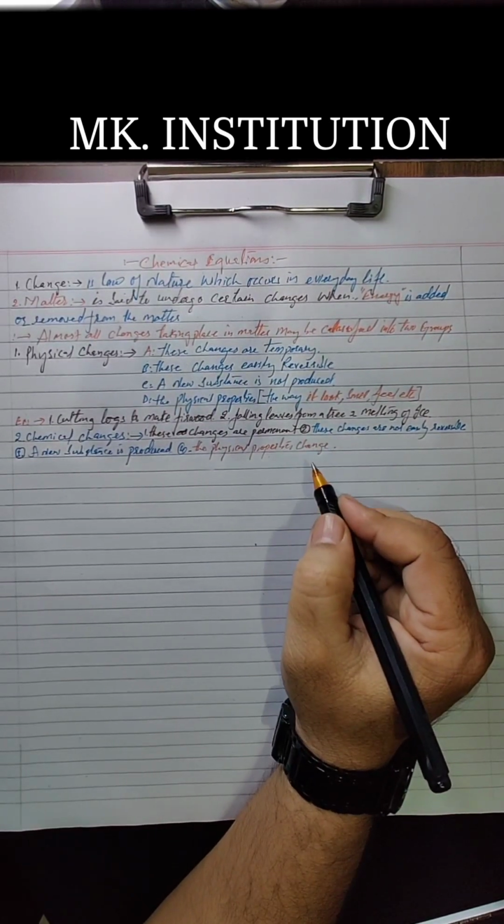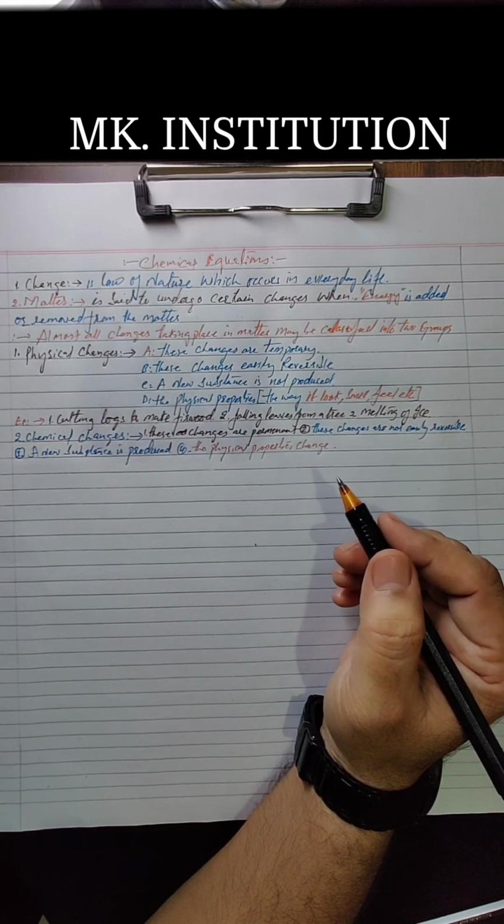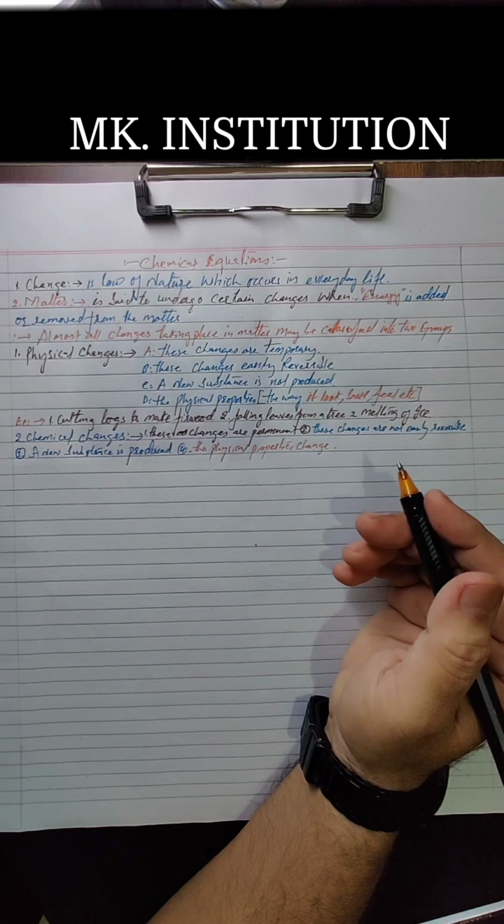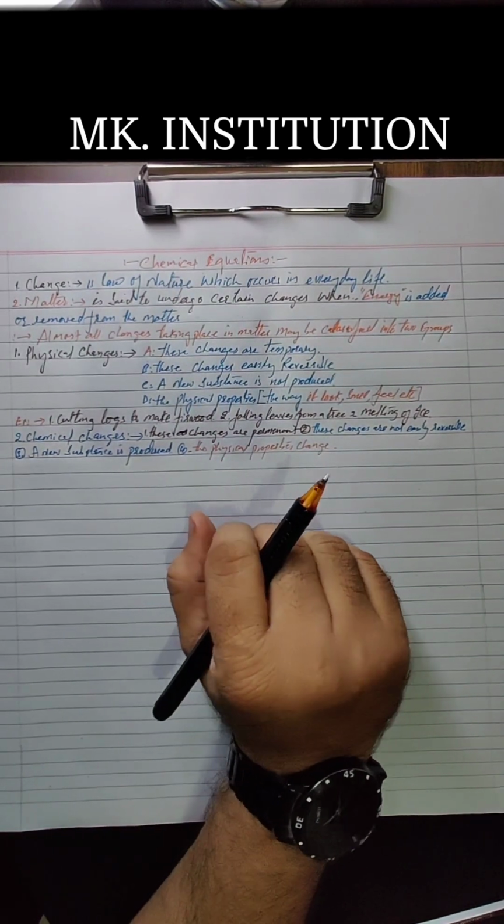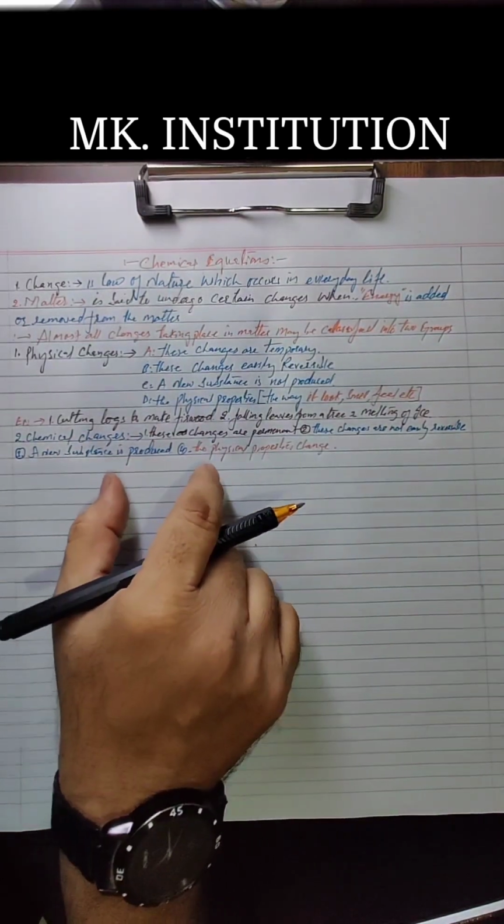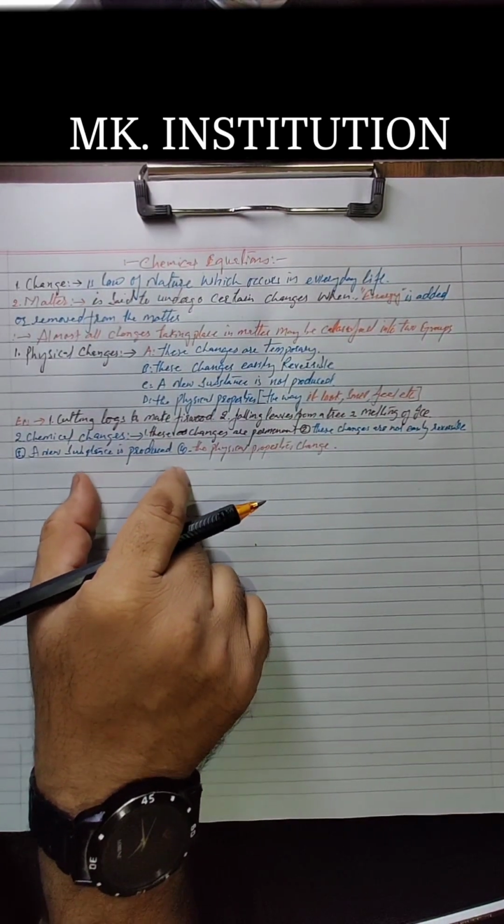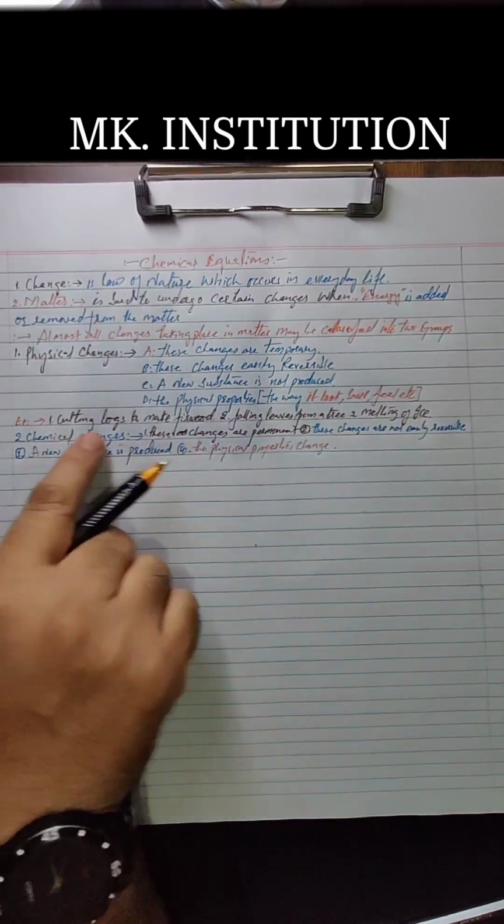Clear? If you burn the wood, then what will you get? You'll get the coal. And if you burn that coal further, you'll get the ash. And from the ash, you will not get the wood again. Clear? So this is the chemical change. Totally changed it will be. The substance that was there in the first position will not be there after the reactions. So it is a chemical change.